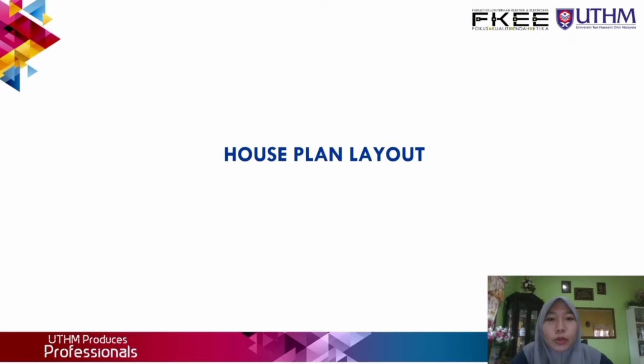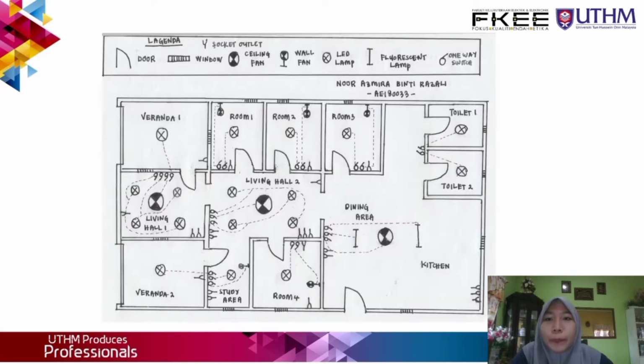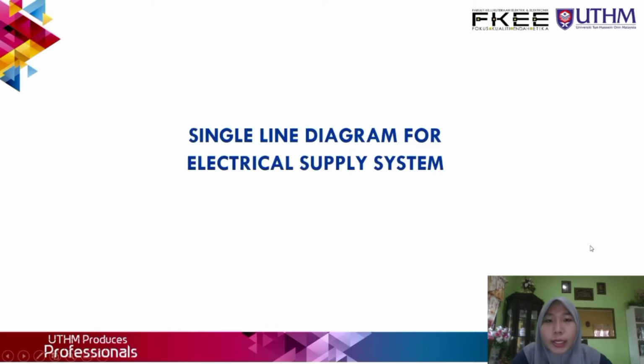We continue the presentation with the house plan layout for my house. Basically, this is the house plan layout. It consists of door, window, ceiling fan, wall fan, LED lamp, fluorescent lamp, one-way switches, and also the socket outlet. In this house plan, we can see the wiring diagram of my house. So we continue with the single line diagram for the electrical supply system.